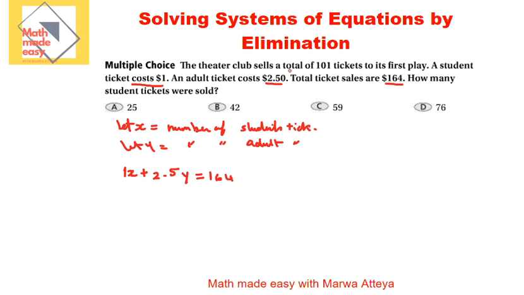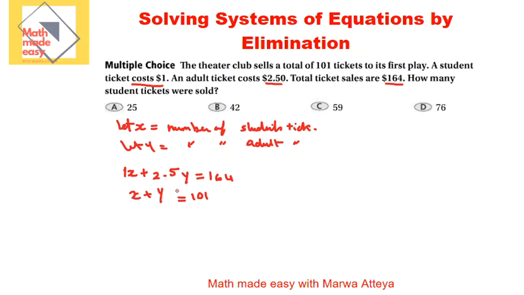Now, what about the second equation? They said the theater club sells a total of 101 tickets. So I'm talking about the number of tickets here, and I already said that both my variables represent numbers of tickets. So here I'm going to say x plus y, total number of students' tickets plus total number of adults' tickets, should be 101. Now, this system can easily be solved by elimination.